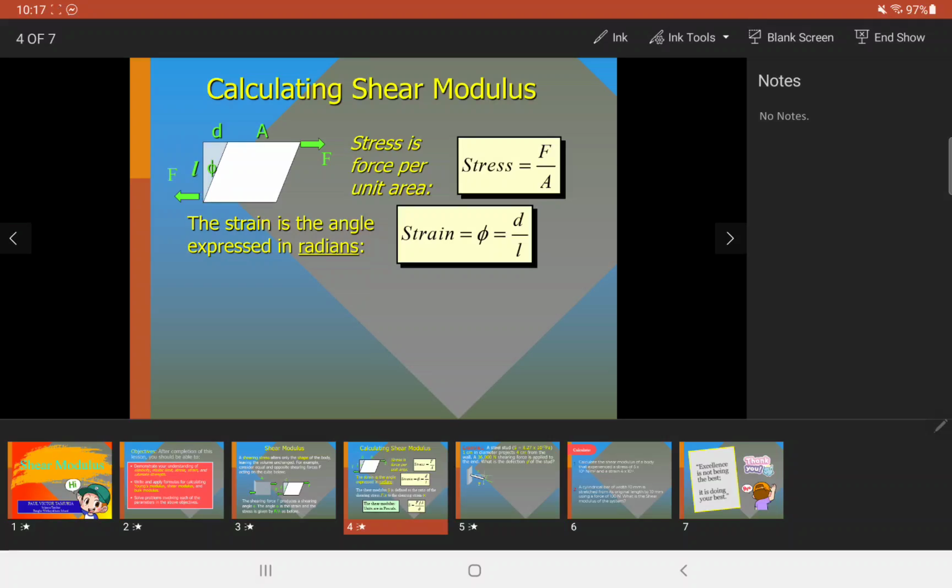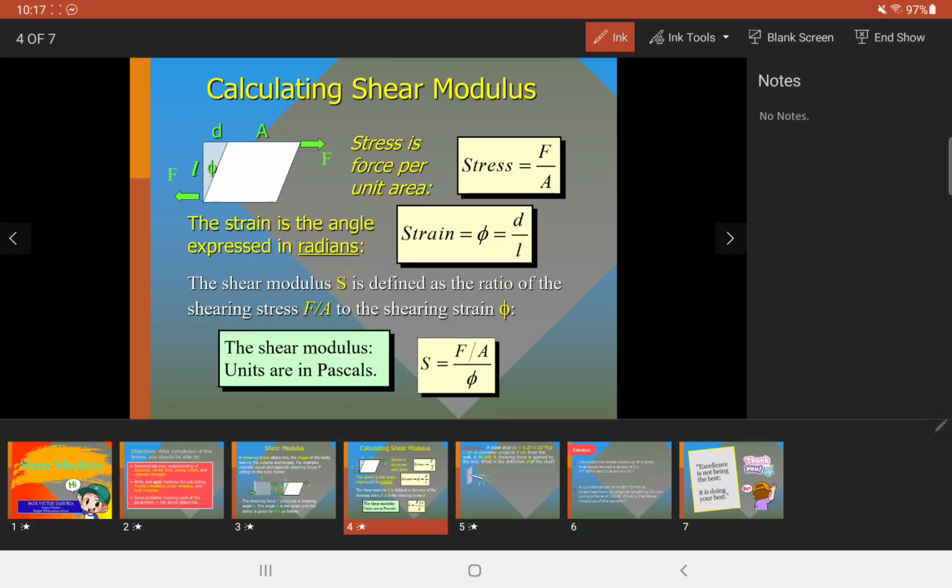So the shear modulus S is defined as the ratio of the stress F over A to the shearing strain phi. Okay, this one is phi. So for that formula, we have S equals F over A over phi. Of course, the units are the same, it's in Pascal. Okay, so let us try that in an example.